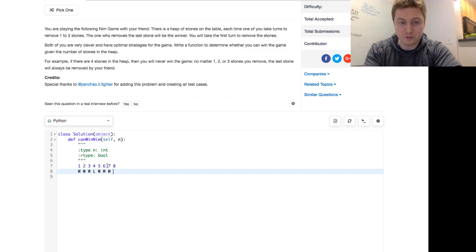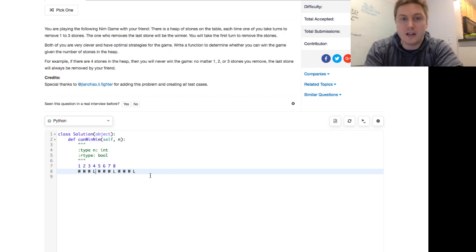Now 8. With 8 stones, am I automatically guaranteed a loss? Yes, I am. Because I have to move 1 to 3, and then my friend is at 5, 6, or 7, and puts me in the 4 situation. So if you can see this pattern, it extends out like this. Basically, if it's divisible by 4, you will automatically lose.